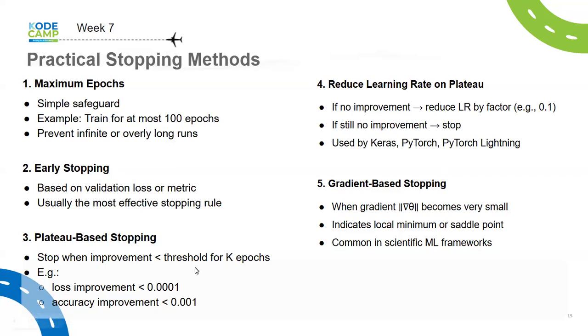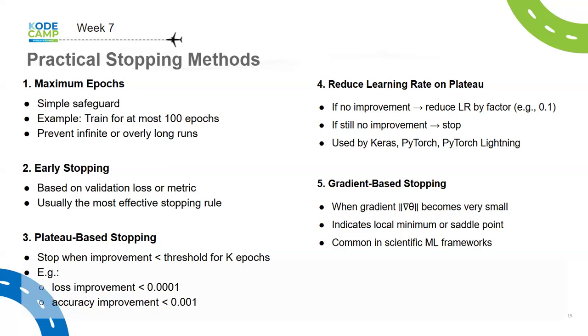The third one is the plateau-based stopping, where you stop when the improvement is less than a particular threshold for a k number of epochs. So what this means basically is you can specify a number. That number is a band that says if the improvement is not up to 0.0001% or 0.0001 loss value for 5 epochs or for 10 epochs, then I stop, because that basically means that the model has flattened out.